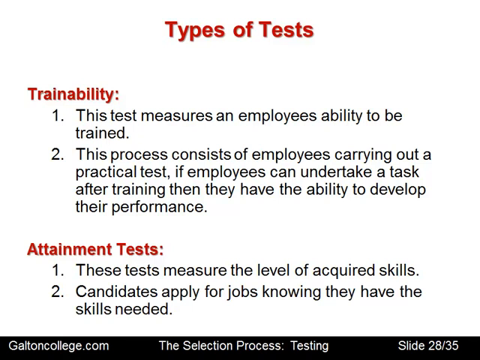Candidates apply for jobs knowing they have the skills needed. So it's, by and large, the candidates will self-select. They know that they can do that job, that's why they've applied for it. But this attainment test will back up that contention. It'll give the employers confidence that the people actually have the skills, not that they believe they've got the skills, but they actually have the skills.